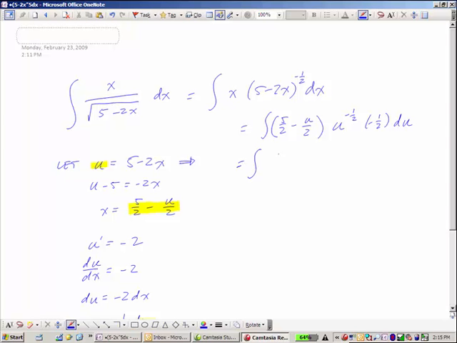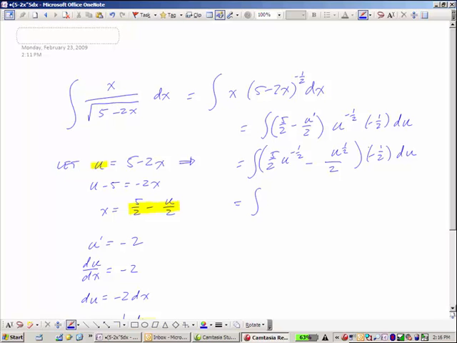Alright, fine. So I get 5/2 u to the negative 1/2 minus, what do you do when you multiply? Add the exponent. So this is u to the first, u to the first minus 1/2. Alright. Isn't that what we're doing? Okay. u to the 1/2 over 2. But then I have to multiply all that by negative 1/2. So I have to distribute again.